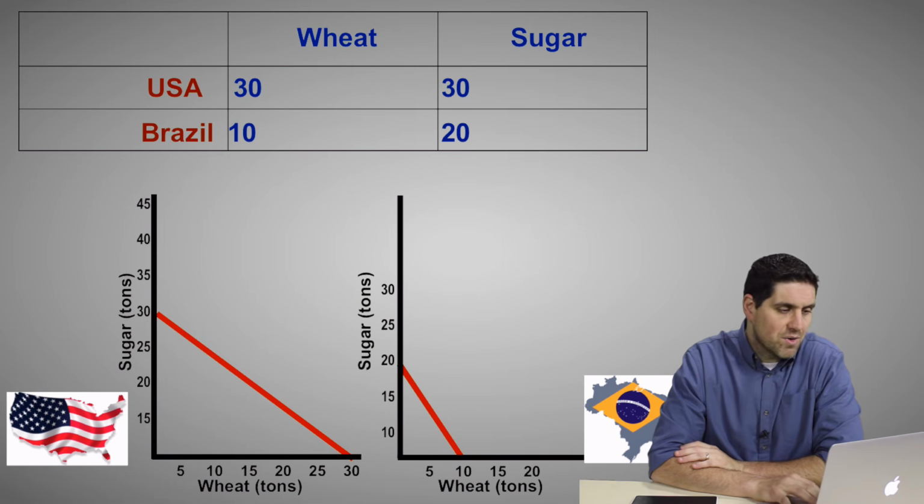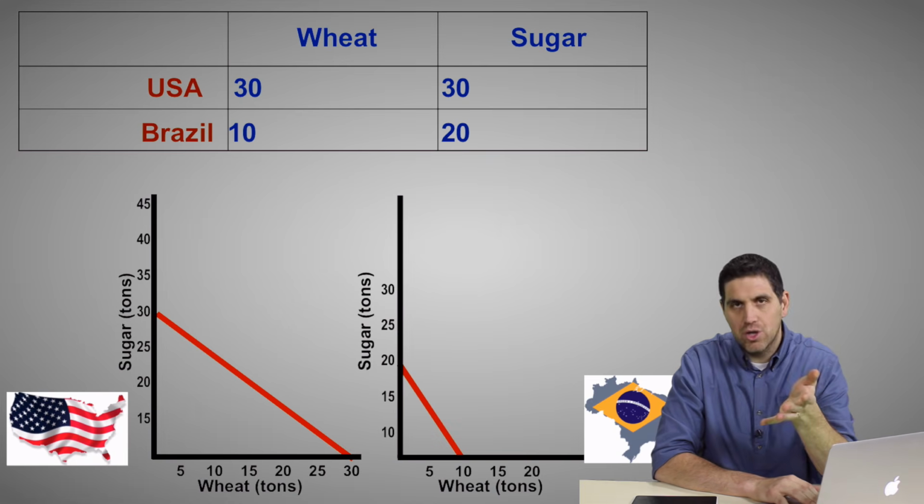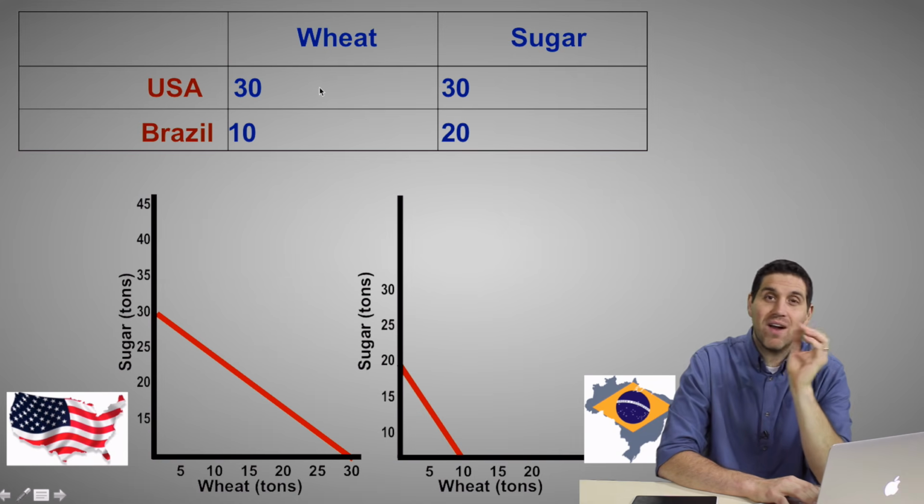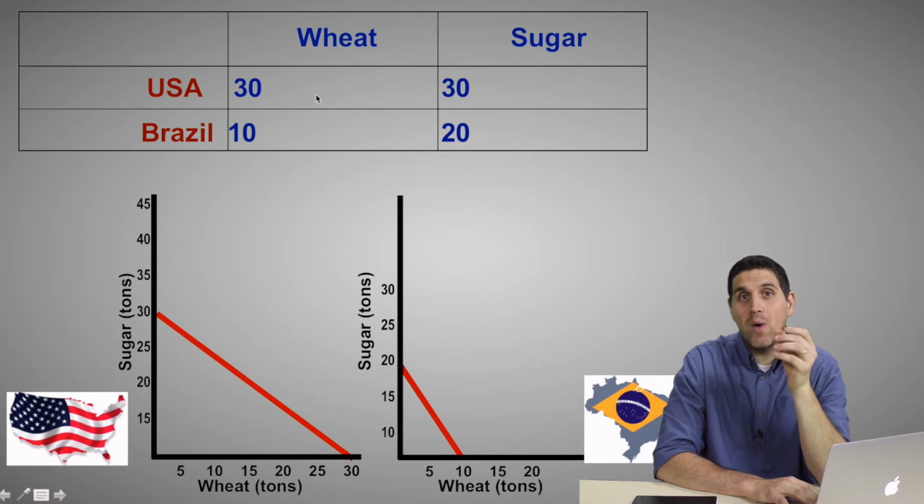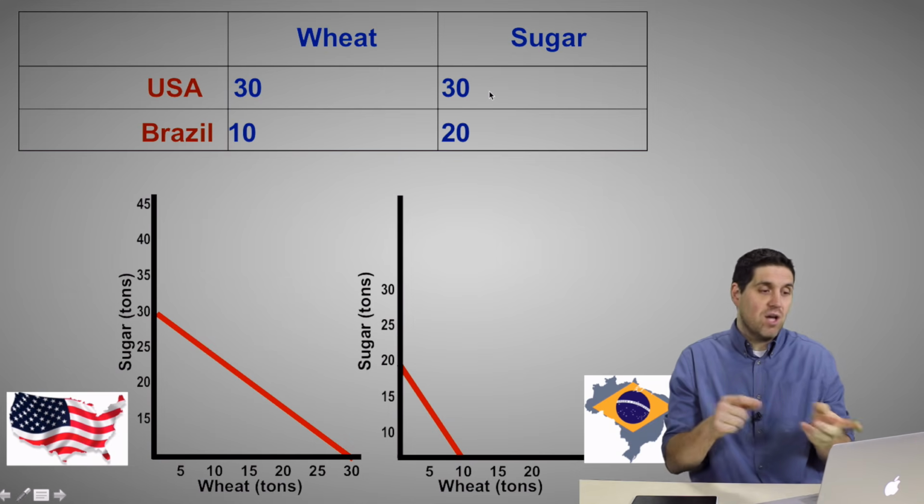So the United States can produce more wheat. They have an absolute advantage in the production of wheat and in sugar. Now, time to calculate comparative advantage. To figure out the comparative advantage, you got to figure out who has a lower opportunity cost. So you have to calculate what's called the per unit opportunity cost for each country.